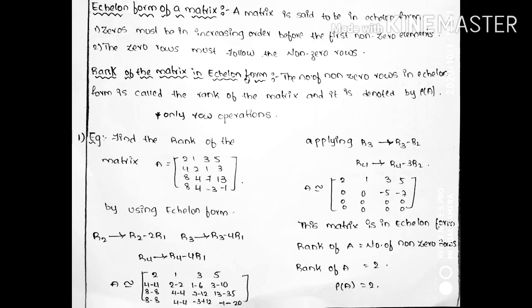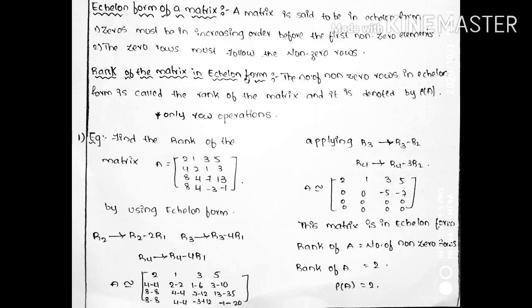Now, rank of the matrix in echelon form. The number of non-zero rows in echelon form is called the rank of the matrix and it is denoted by rho of A. The symbol is called rho. And only row operations we have to apply in this echelon form.